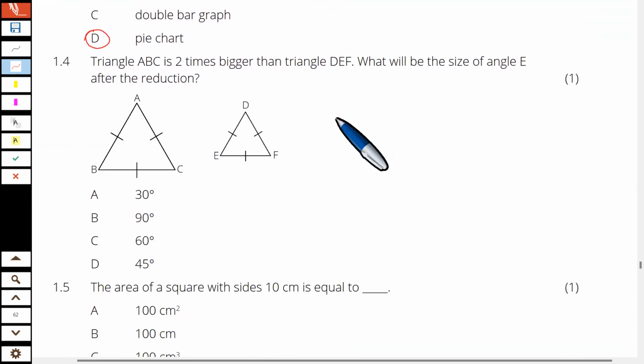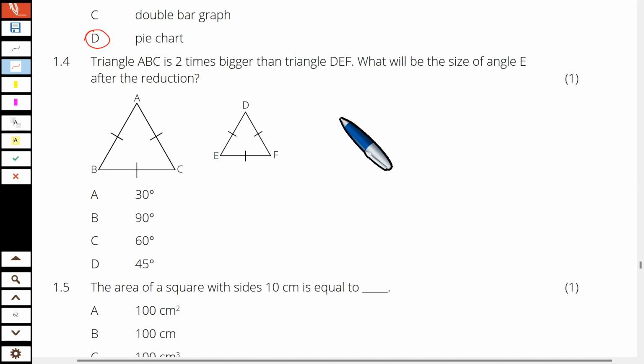Now in 1.4, we're looking at some triangles. The triangle ABC is 2 times bigger than the triangle DEF. What will be the size of angle E after the reduction? Your answer. You have 1 minute. Think about it. I think it is 60 degrees. Okay, let's look at it together.